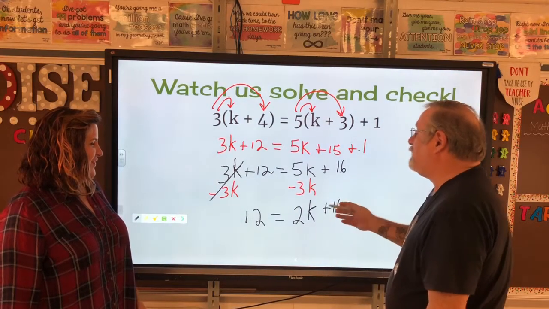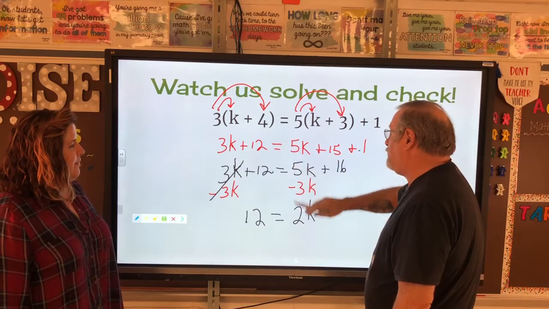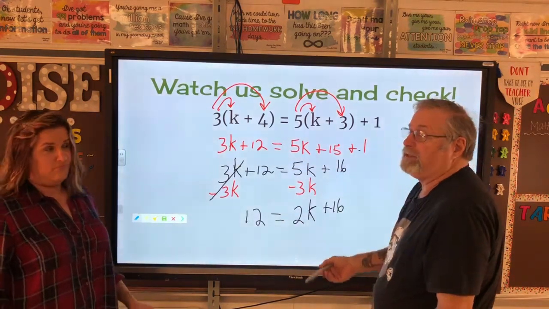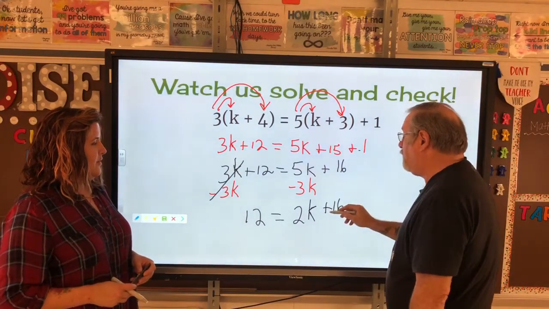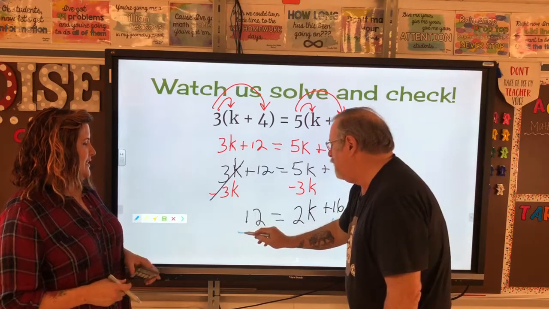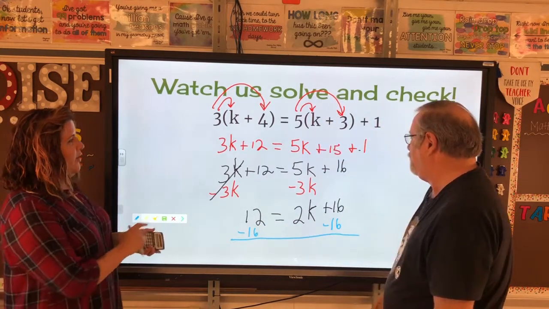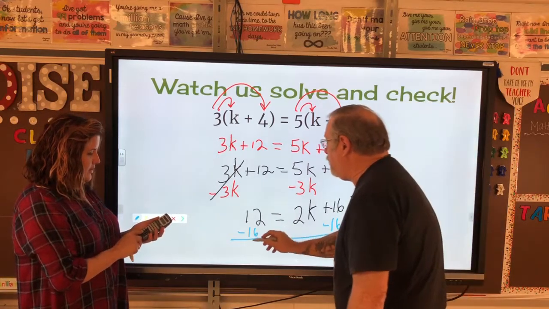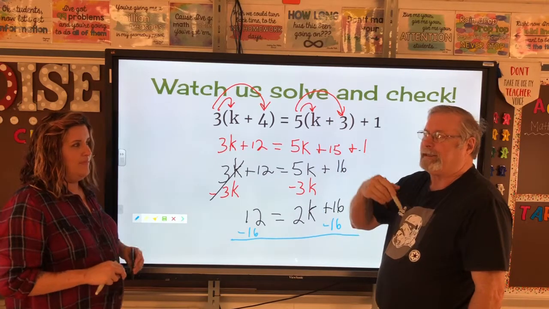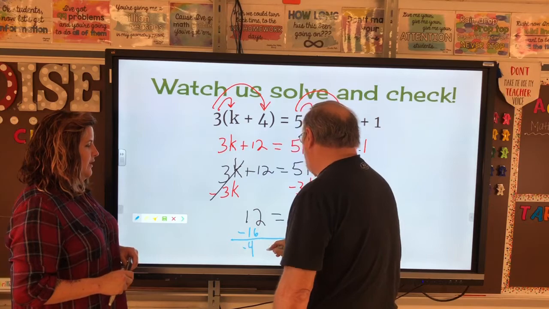Okay, so now I've taken care of my parentheses. I've combined like terms. Now I've moved the variable to one side. Now I'm going to take care of addition and subtraction. I'm going to get rid of this addition by doing subtraction, 16. So we end up here with 12 minus 16. Well, that's more minus than I got, so I'm going to end up with a negative. Negative 4 equals 2k.